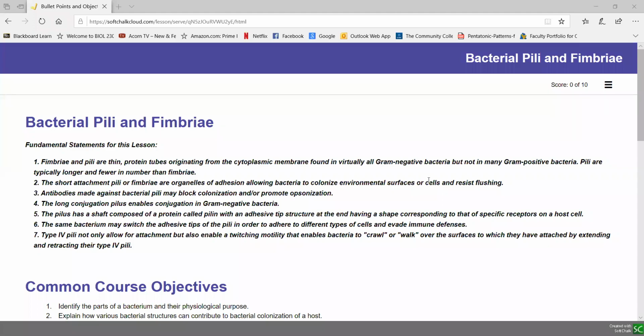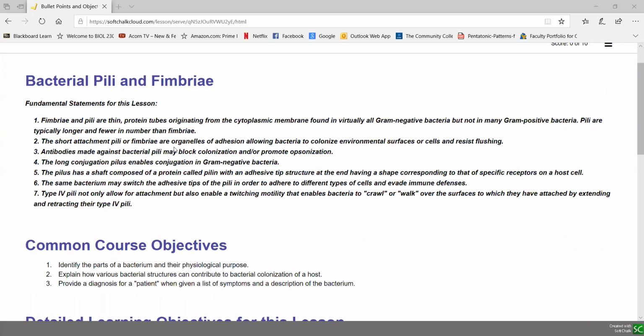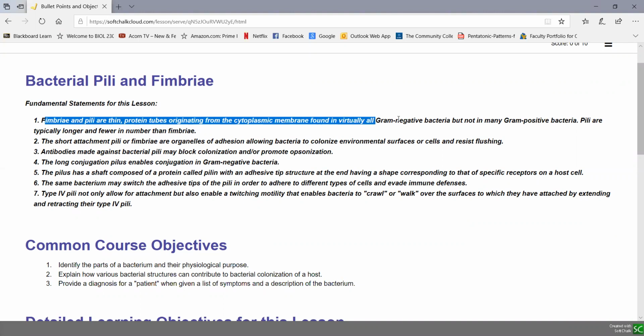Our final SoftChalk lesson in Unit 1, Lecture 5 deals with bacterial pili and fimbria. Let's look at our fundamental statements for this lesson. Fimbria and pili are thin protein tubes originating from the cytoplasmic membrane, and they're found in virtually all gram-negative bacteria, but not in many gram-positive bacteria. Pili are typically longer and fewer in number than fimbria.